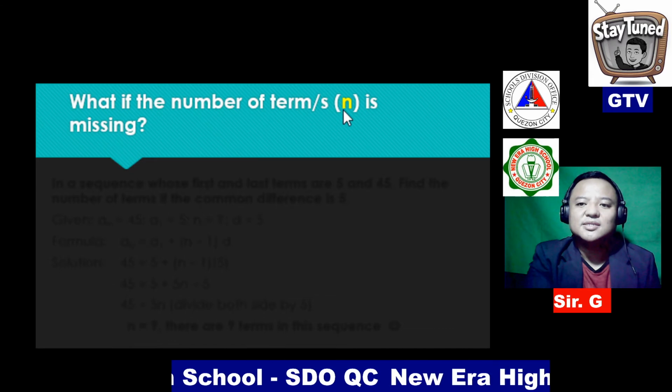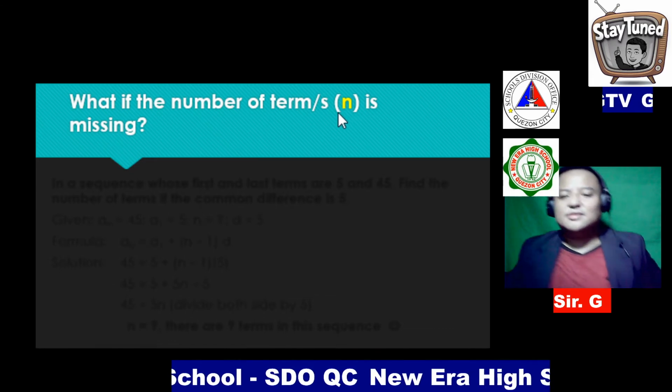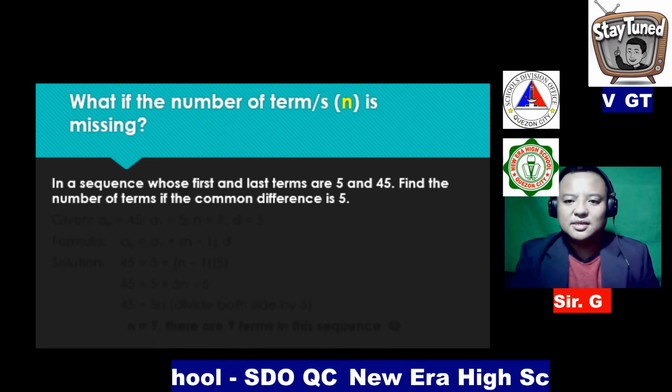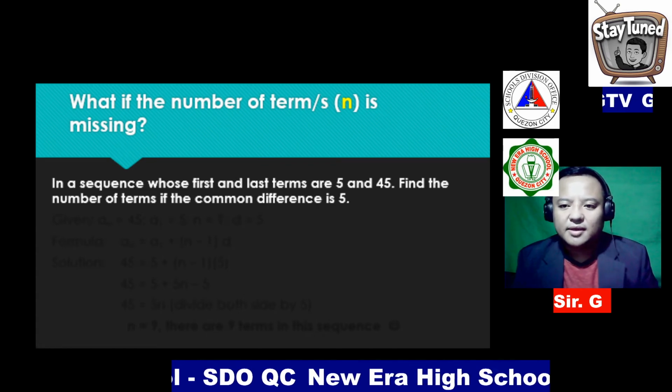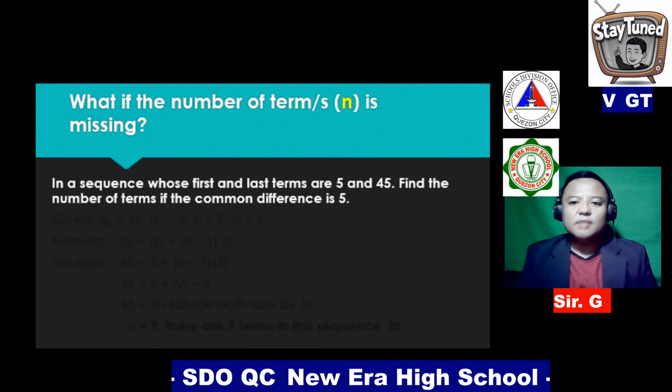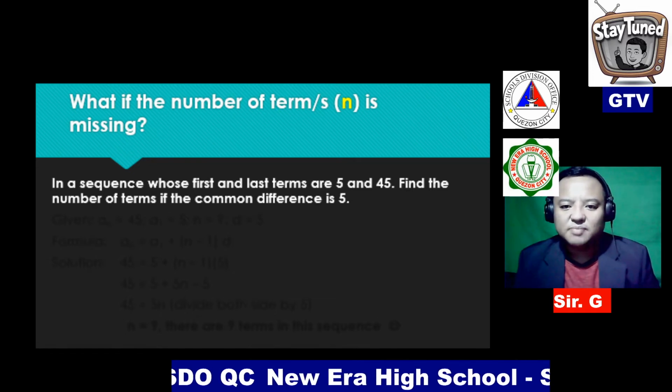What if the number of terms is missing? This time, n is missing naman. Alright? So, let's deal with that. In a sequence whose first and last terms are 5 and 45, find the number of terms if the common difference is 5.